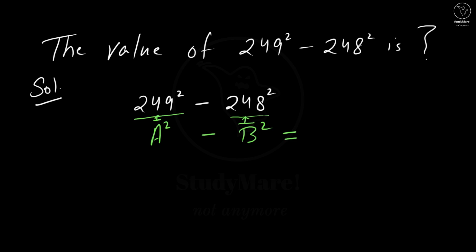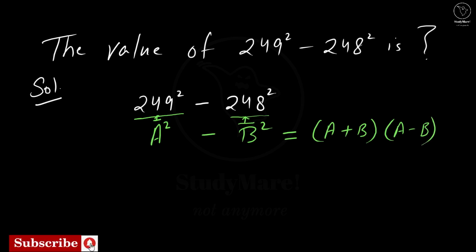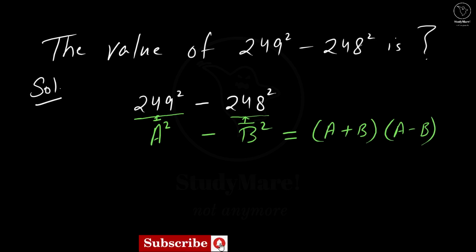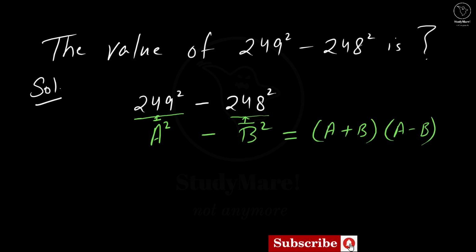The expansion of A square minus B square is A plus B into A minus B. So, you see, that is our trigger point, and now we know how to solve this question. Just use this identity and expand it. So what do we get?